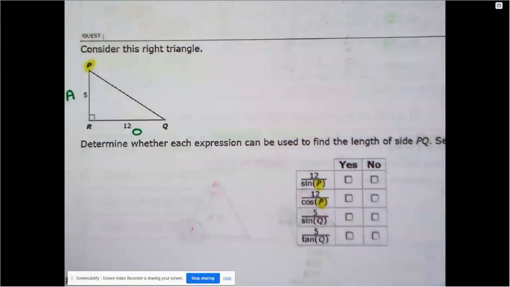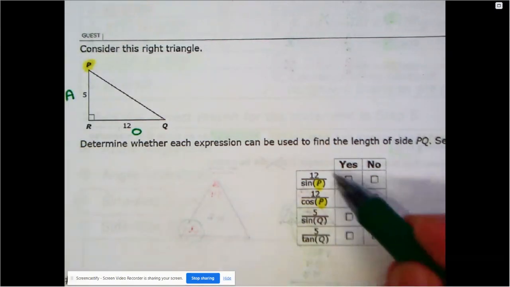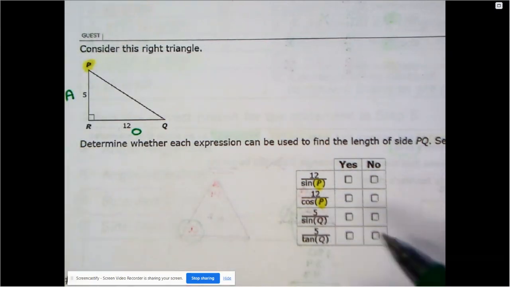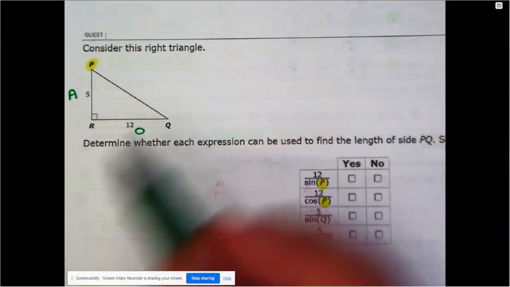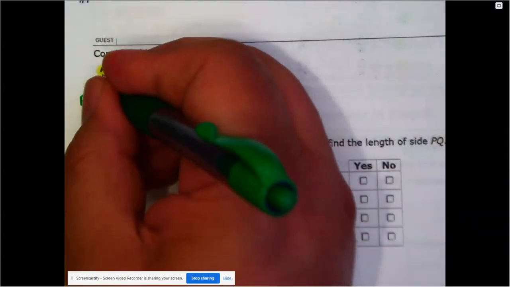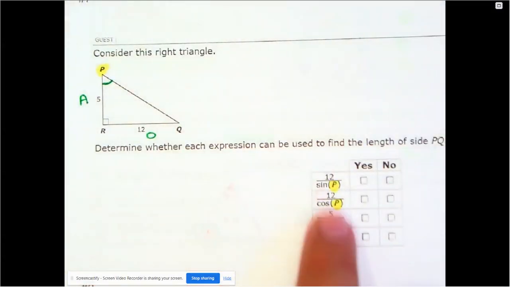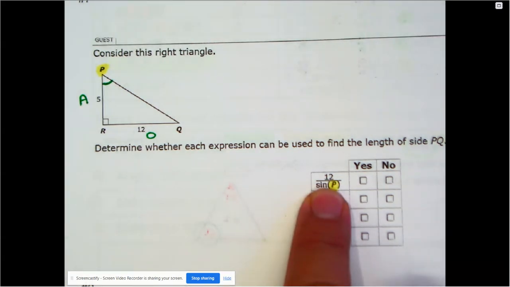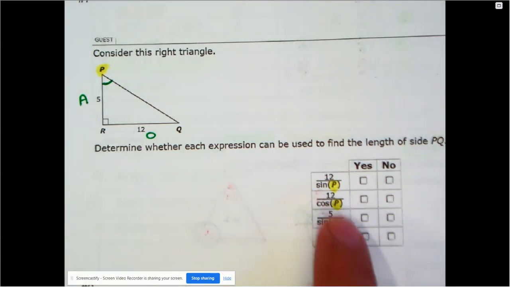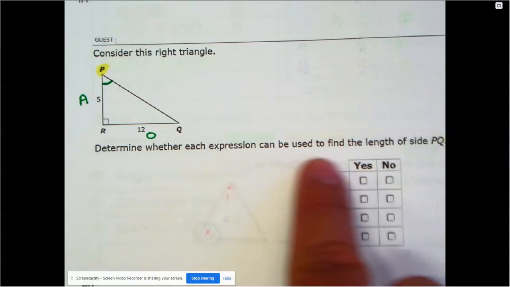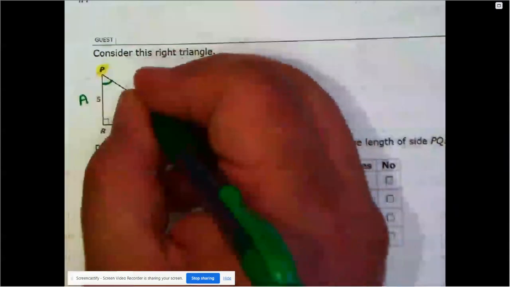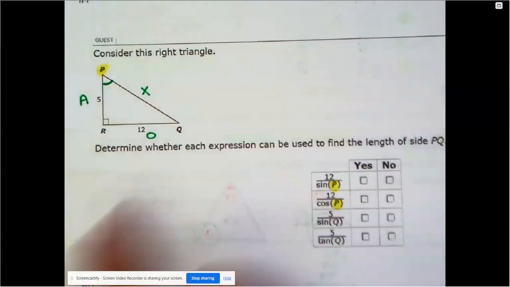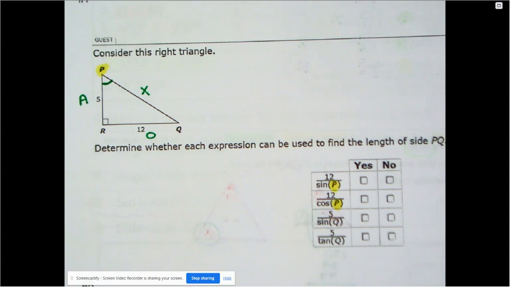This is the adjacent. And notice, they only use the 12 and the 5, so I don't even have to worry about looking for this side. So here we go. The first one they said is sine of P. And they said, which one of these can be used to find the length of PQ? So this is where I'm going to put my X. That's what I would have to solve for according to them.